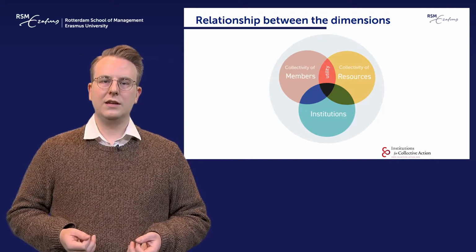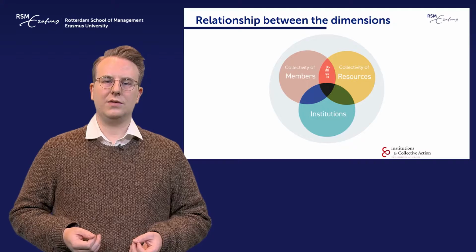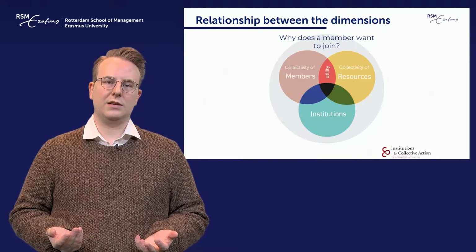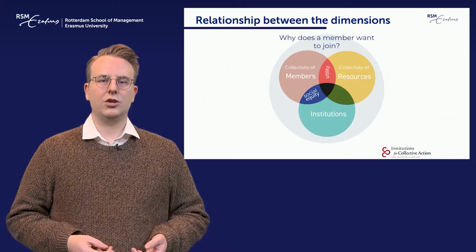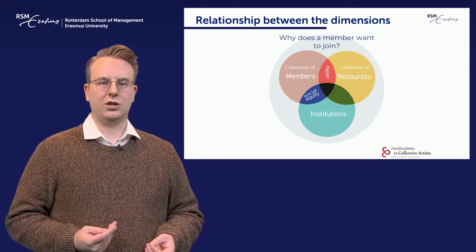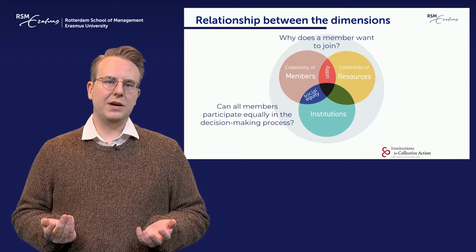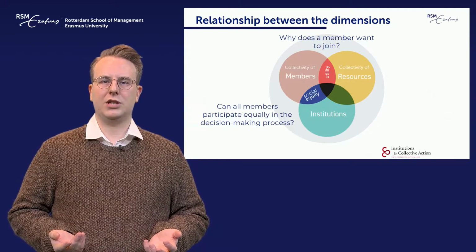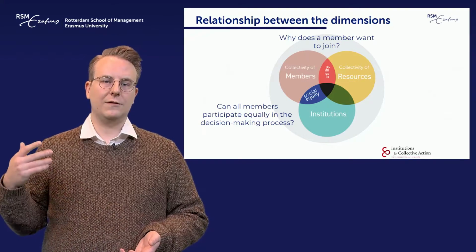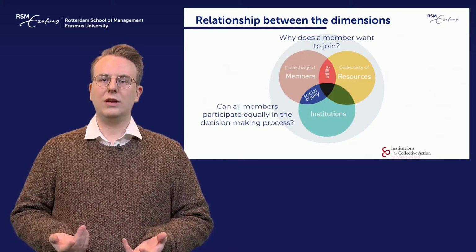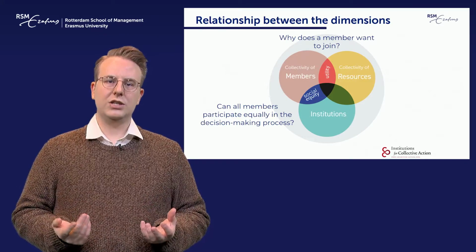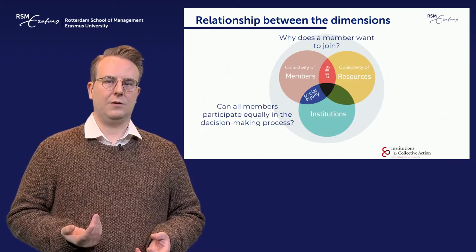First, utility looks at the usefulness of the collectivity's resources to its members. Why does a member want to join the collective? Second, social equity looks at the relationship between the members and the institution. Can all members participate equally in the decision-making process? Selective treatment can lead to disputes between members and, for example, cause a growing distance between the board members and other members, which increases the risk of opportunistic behavior.